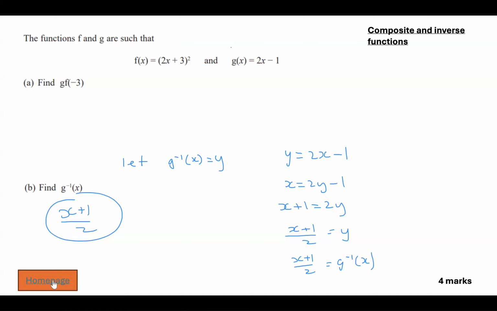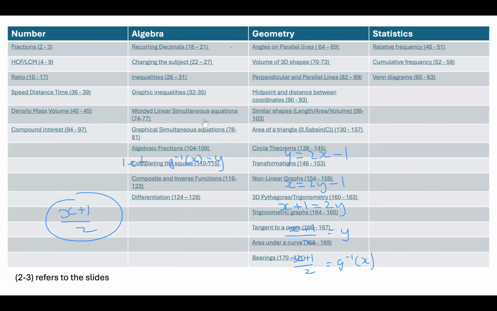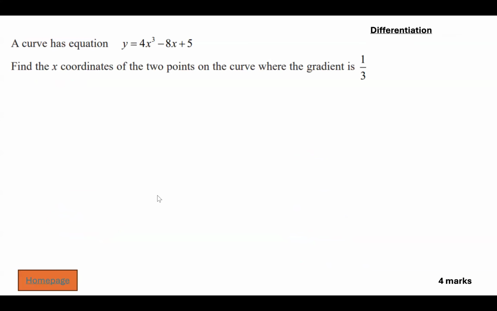All right, let's go to the home page, and now we can have a go at the last section, which is differentiation. Okay, so it says find the coordinates, the x coordinates, of the 2 points where the gradient of the curve is 1 over 3.